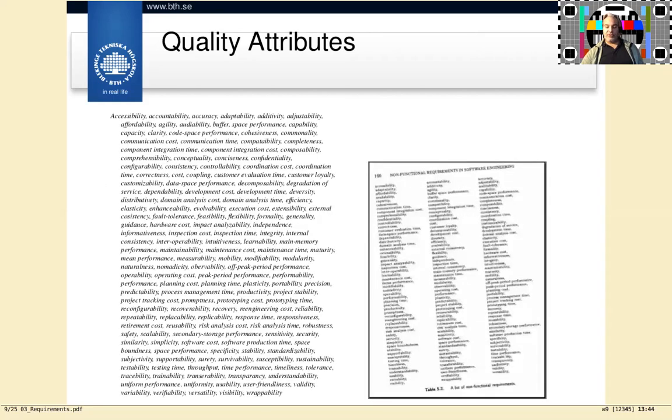Quality attributes, I mentioned them in the slide before. So all of these service levels, if you will, of the functional requirements. You may have heard the term non-functional requirements. So you would have functional requirements and you would have non-functional requirements.